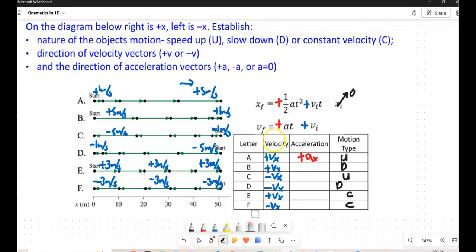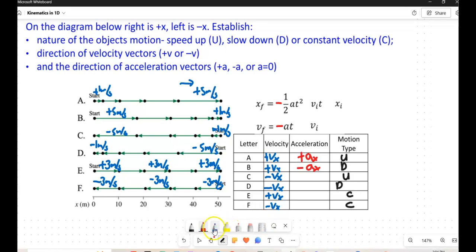Let's try out the next one. Let's try out B. Well, B is we're moving to the right. We start out moving to the right at 5 meters per second, and we end up moving to the right at 1 meter per second. So that 5 meters per second is being reduced by 1 for every 1 second. So that is definitely a negative acceleration vector. What that would look like is your acceleration vectors in both equations would be negative.